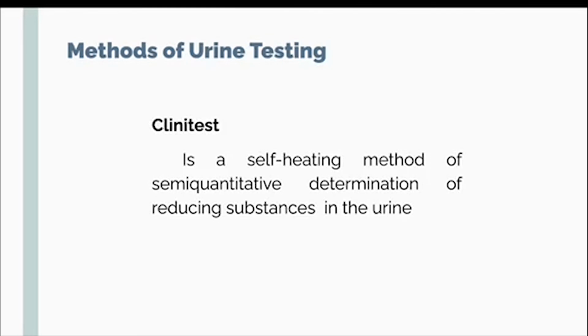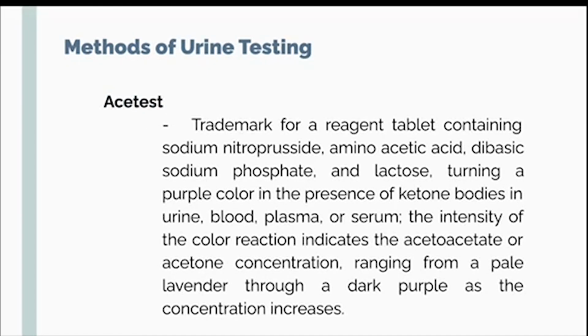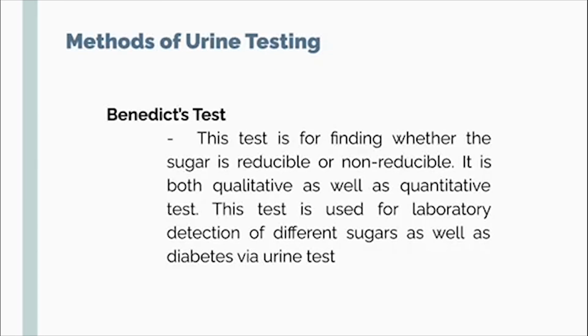CLO number 17. State the different methods of urine testing. Clinitest. It is a self-heating method for the semi-quantitative determination of reducing substances in the urine. Acetest is a semi-quantitative test which utilizes nitroprusside and glycine to test for ketone bodies, acetoacetic acid, and acetone. Benedict's test. This test is for finding whether the sugar is reducible or non-reducible. It is both quantitative as well as qualitative. This test is used in laboratories for detection of different sugars, as well as diabetes via urine test.